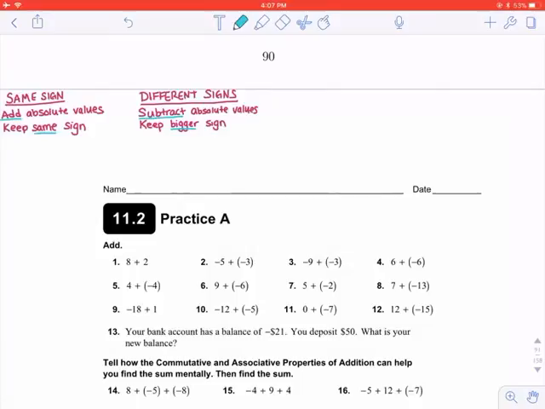Hi there. Today we're going to be talking about adding integers together. An integer would be a whole number, positive or negative, and it also includes 0.